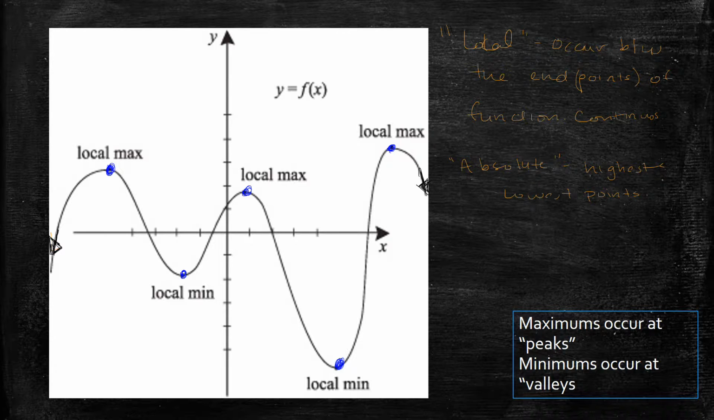Sometimes, depending on your function, like if your endpoints are going to go in the same direction, or your end values over here, the ends of the function, since these are both going in the negative direction, you will have one absolute maximum, and that'll occur at whatever the y value is for that maximum point. When we're talking about maximums and minimums, we're talking about the range of the function or the y values. So that's really all we care about.